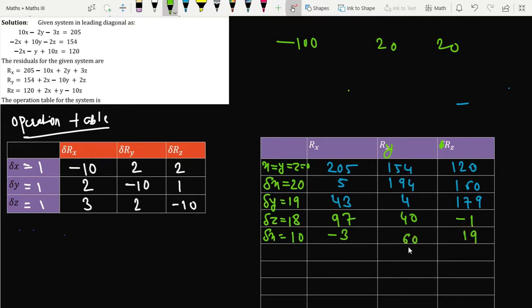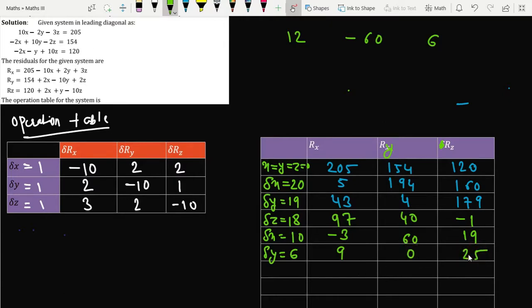Which is the largest number? 60. So we get delta y. So again, we have to just look for the multiple of the number which comes closer to that number, 60. So 10 into 6 is 60. So we use the number 6 and multiply the second row. So 6 into 2 is 12, minus 60 and 6. So add the numbers. We get first is 9, second is 0, and third is 25.